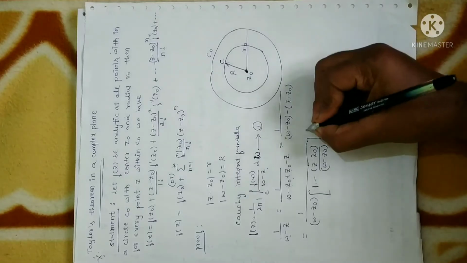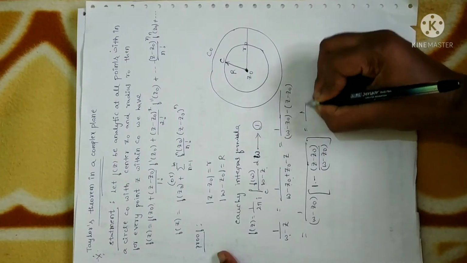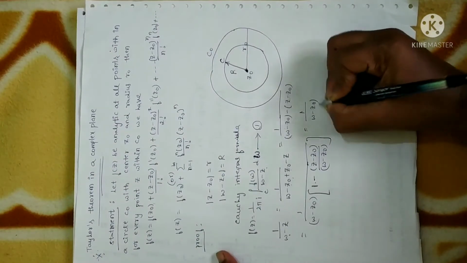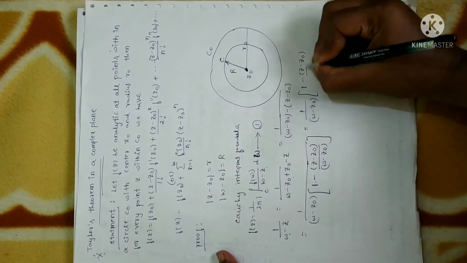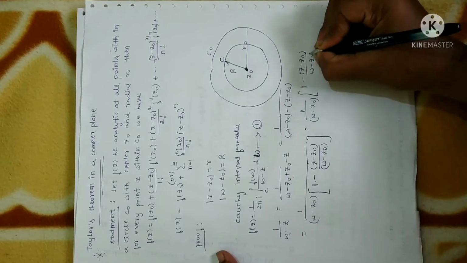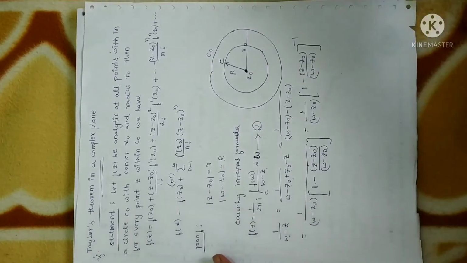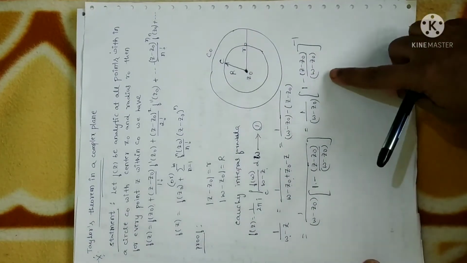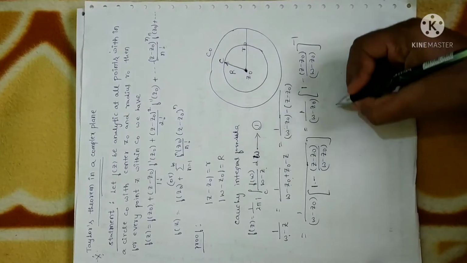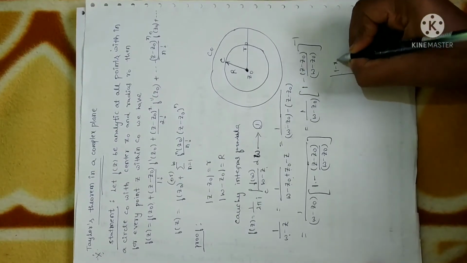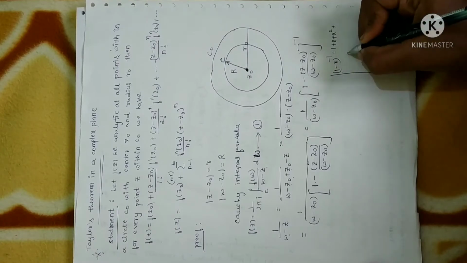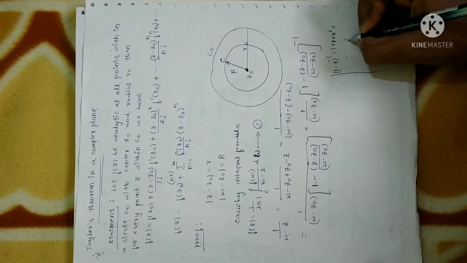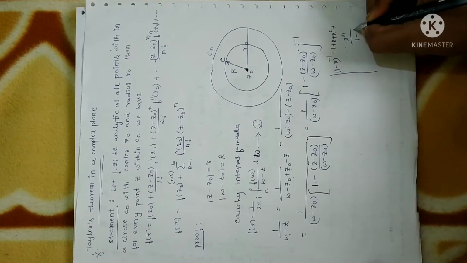Clear? Now again I can write this as 1 divided by w minus z0 into 1 minus (z minus z0) divided by (w minus z0), whole power of minus 1. As you are already familiar with this expression, that is, 1 minus x whole power of minus 1 will be 1 plus x plus x square plus and so on. What is the nth term? It is x power of n, and the sum is 1 divided by 1 minus x.